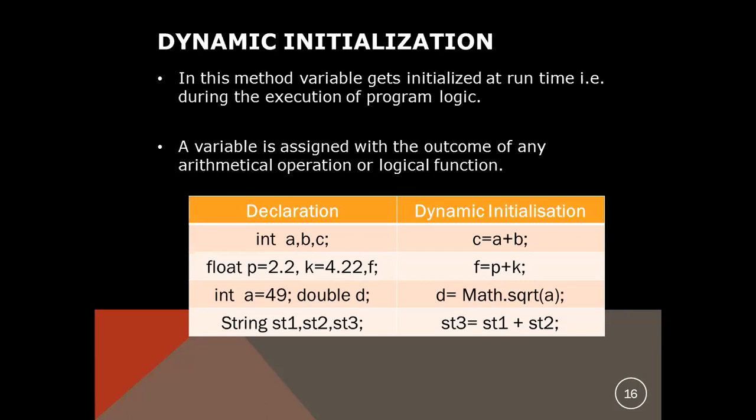Similarly, p, k and f are three variables. Here we have written f is equal to p plus k. p and k have static initialization because they are already given a value. But f will receive a value only during the execution of program logic. So dynamic initialization, it happens, or the initialization of a variable takes place during the execution of a program logic. And the variable is usually assigned with the outcome of any arithmetical operation or logical function.